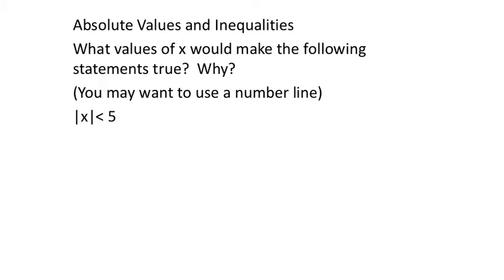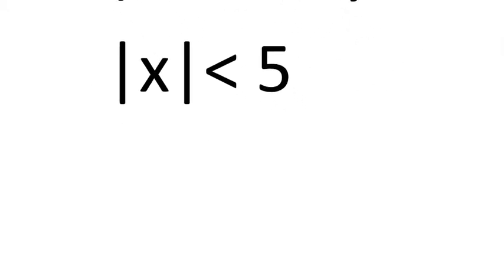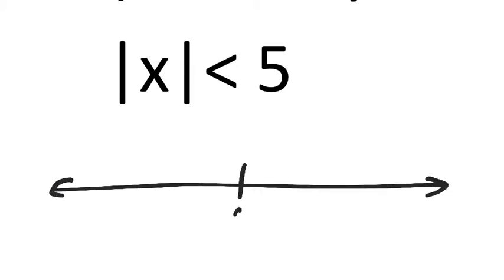On this one, you may want to use the number line. What does it say? What values of x would make the following statements true, and why? Well, I don't know that we really have to answer why, but here's the thing. The absolute value of x has to be less than 5. So a number line may be helpful. Let's put 0 right here in the middle, 5 here to the right. We know that if you chose 5 and replaced it as x, it would be false. And so x could be less than 5 right here. So anything less than 5 should work.